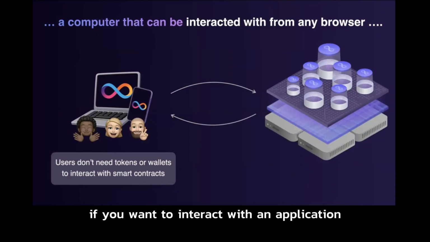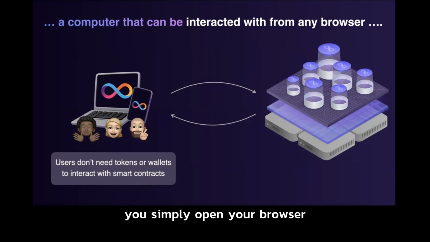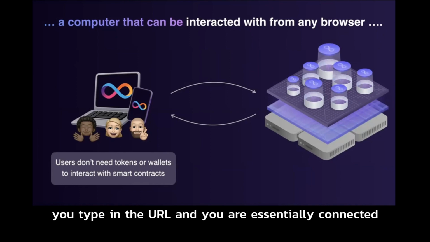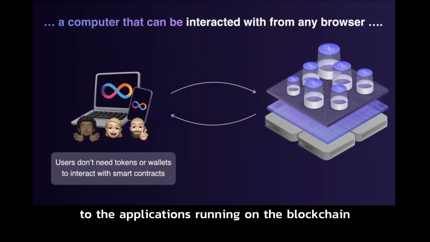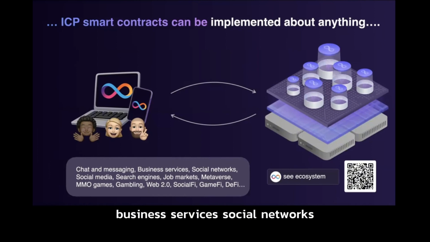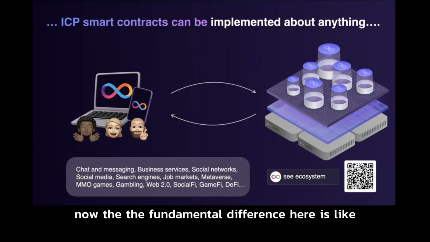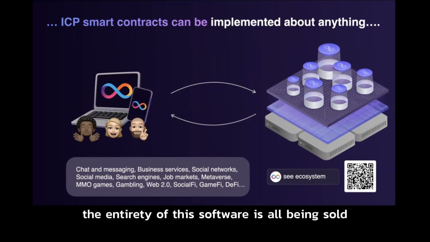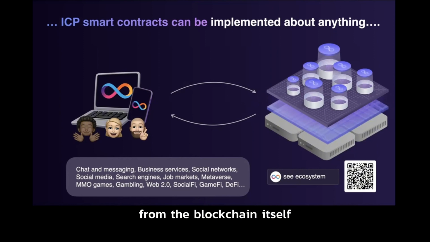The other thing is you can interact with this from any browser. If you want to interact with an application on a blockchain, you don't need a wallet like MetaMask or anything like that. You simply open your browser, type in the URL, and you are connected to the applications running on the blockchain. Today we have things like chat, messaging, business services, social networks, and so forth. Feel free to scan the QR code and see what is running on chain. The fundamental difference here is that the entirety of this software is being served from the blockchain itself.